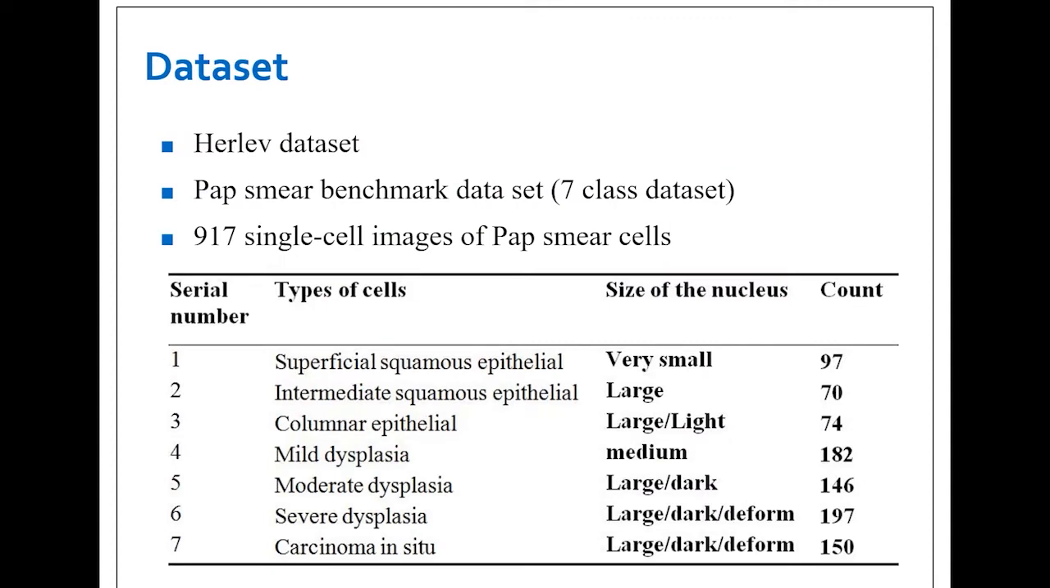Dataset, in which the Herlev dataset is used in this proposed framework. This Herlev dataset is the 7-class benchmarked dataset of pap smear single cell images. The first 3 classes in this table comprise the normal pap smear single cells, and the last 4 classes in this table comprise the abnormal pap smear single cells. It is an imbalanced dataset with 241 normal cells and 676 abnormal pap smear cells. This tabulation indicates the size of the nucleus and the count of each class present in the Herlev dataset.